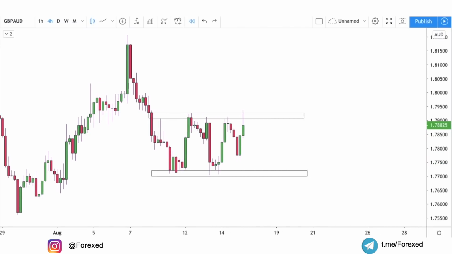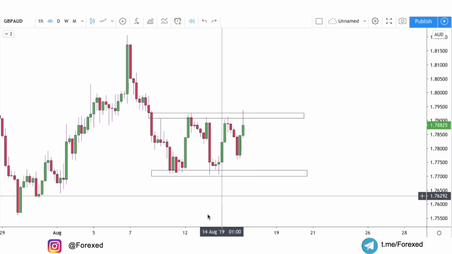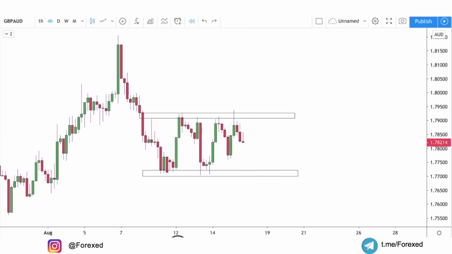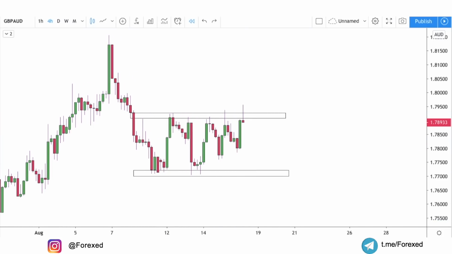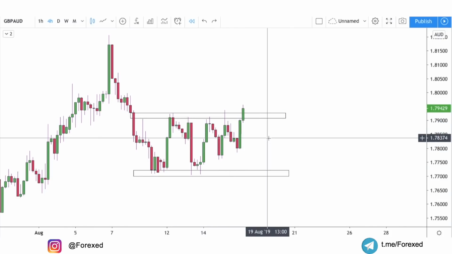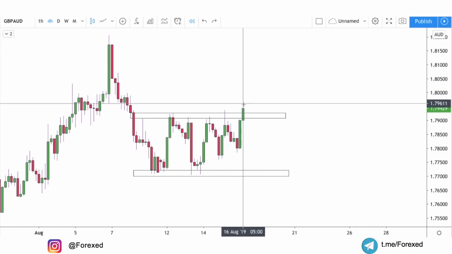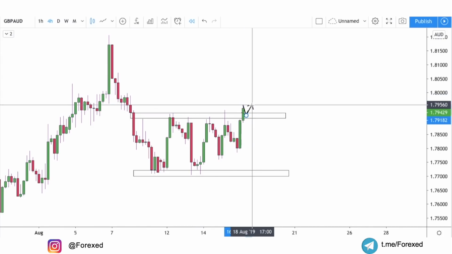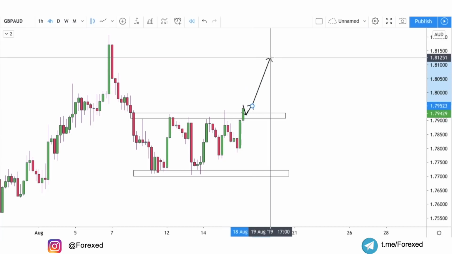Okay, so we see our first rejection right here. Price comes up, we have our rejection. We're waiting for that breakout to occur towards the upside, and there it is. So we have a nice bullish engulfing with a follow-through breakout. Now what we want to do is wait for a retest and then the candlestick to close in bullish again before entering that buy position.